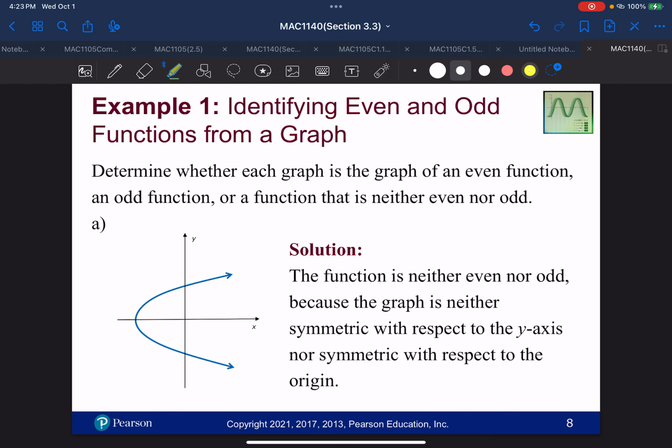So let's talk about how we can determine whether a function is even, odd, or neither by looking at a graph. So in this first example, this graph is not symmetric about the y-axis. No symmetry. If I cut that down, the left side is totally different from the right side. And this would be the left, and this would be the right side of that y-axis. So they're not the same, so it's not symmetric. And then it's also not symmetric about the origin. So this function is neither even nor odd.